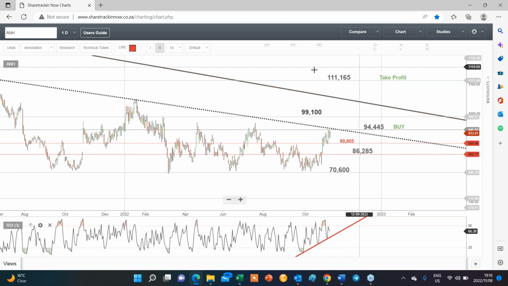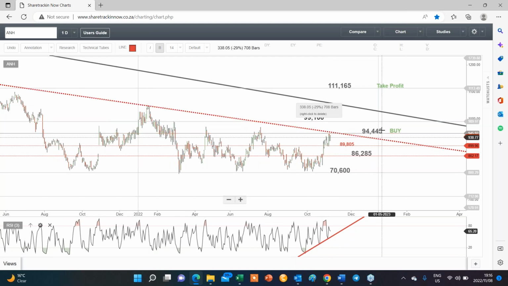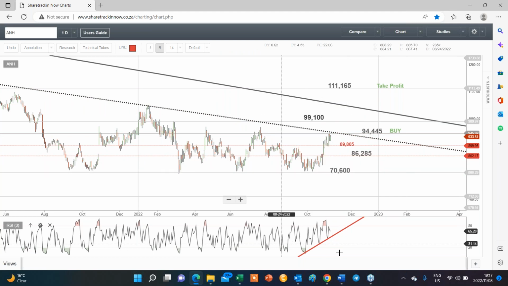The take profit is at 1,111.65, but once it does teeter on that, we'll have to keep a close eye on it, because if it reverses, then we're going to have to kill the trade. But if it does breach it, trading above that, we'll see if we should take profit or even increase our positions. When that happens, we'll be informed, at least by the table. A buying position would be at 944.45, with your stop loss at 898.05. Watch that RSI. If it stays bullish, that's a good sign.